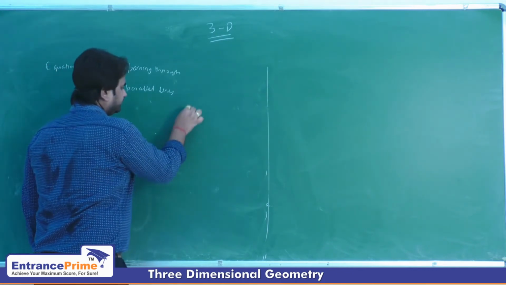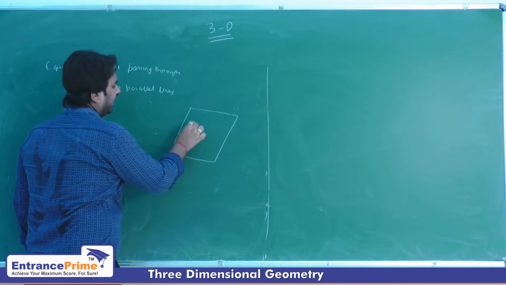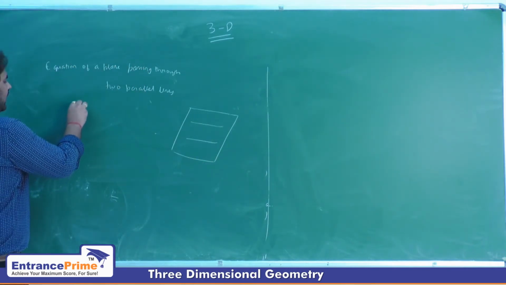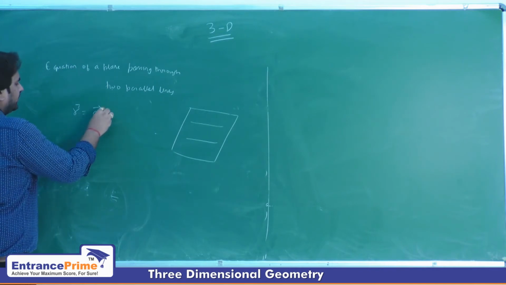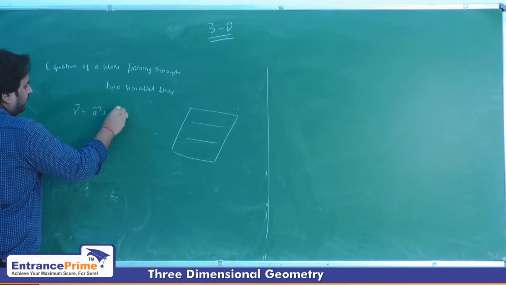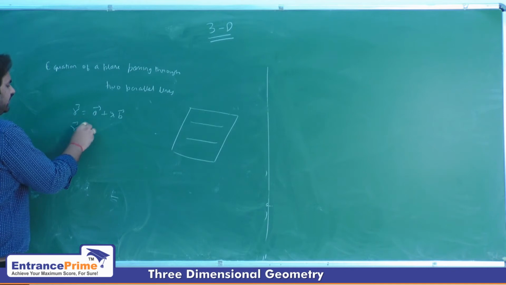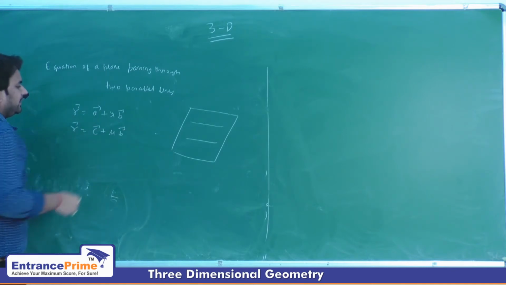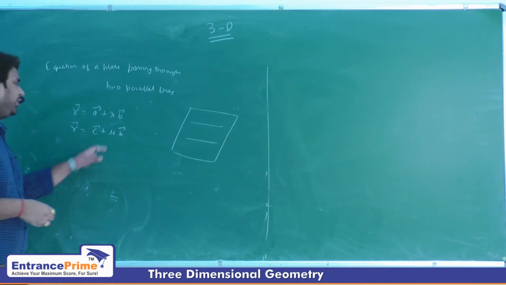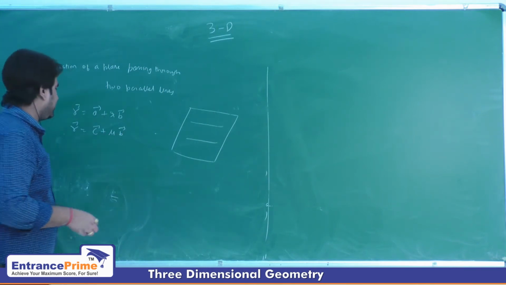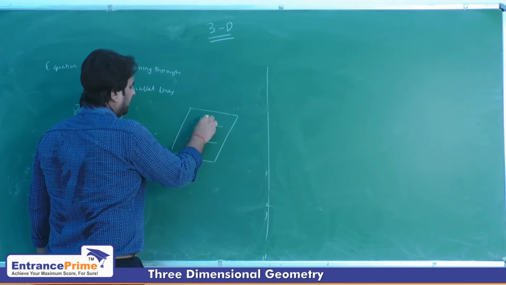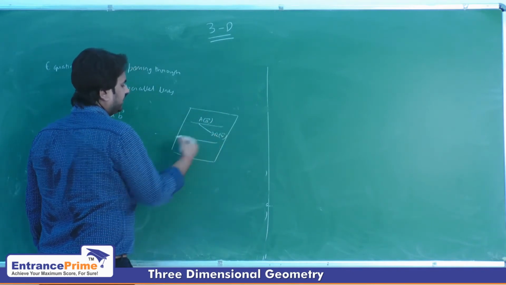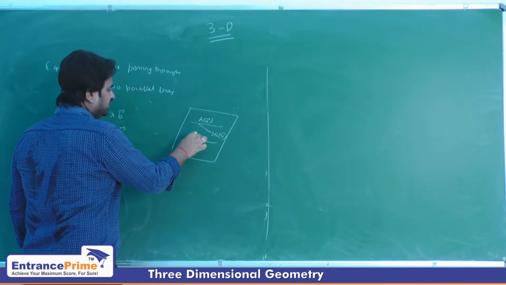I am drawing a plane which is passing through two parallel lines. Let us suppose the equations of the two parallel lines are: the first line is r equals a plus lambda times b vector, and similarly the second equation is r equals c plus mu times b vector. Because these lines are parallel, the b vector will remain the same. So this is your A point, A vector. I am taking this as r, the position vector of r. And this is your C point.